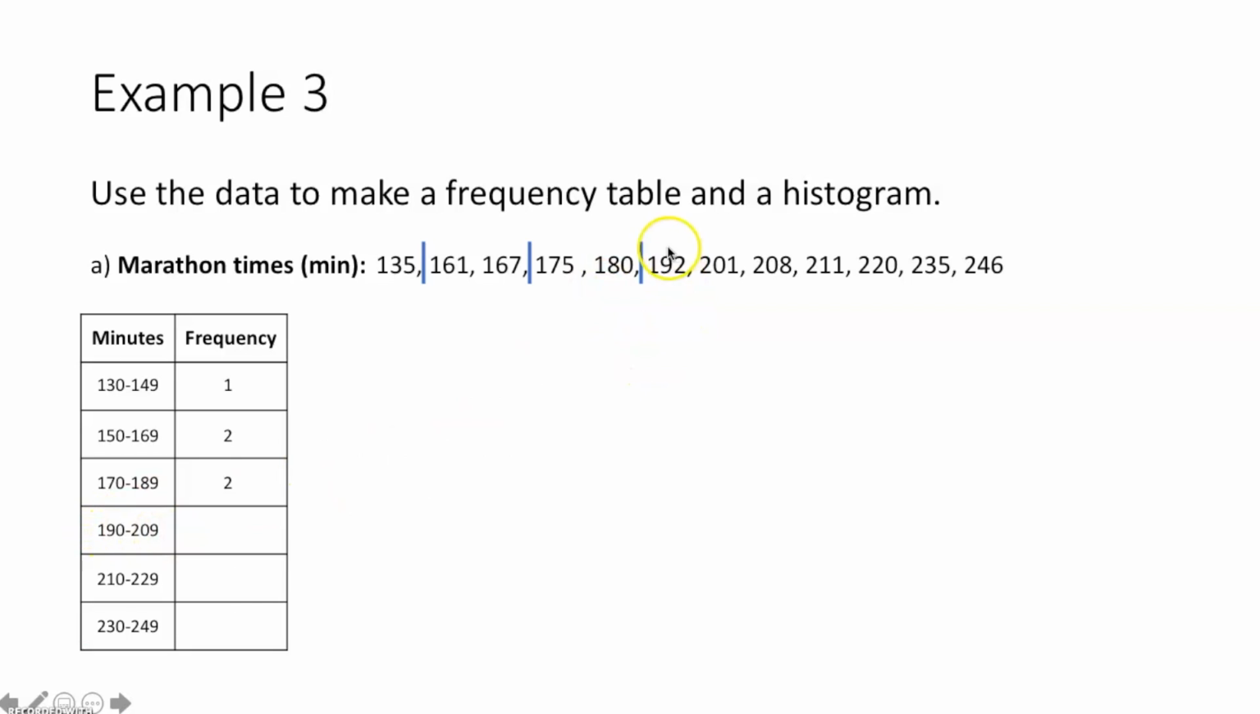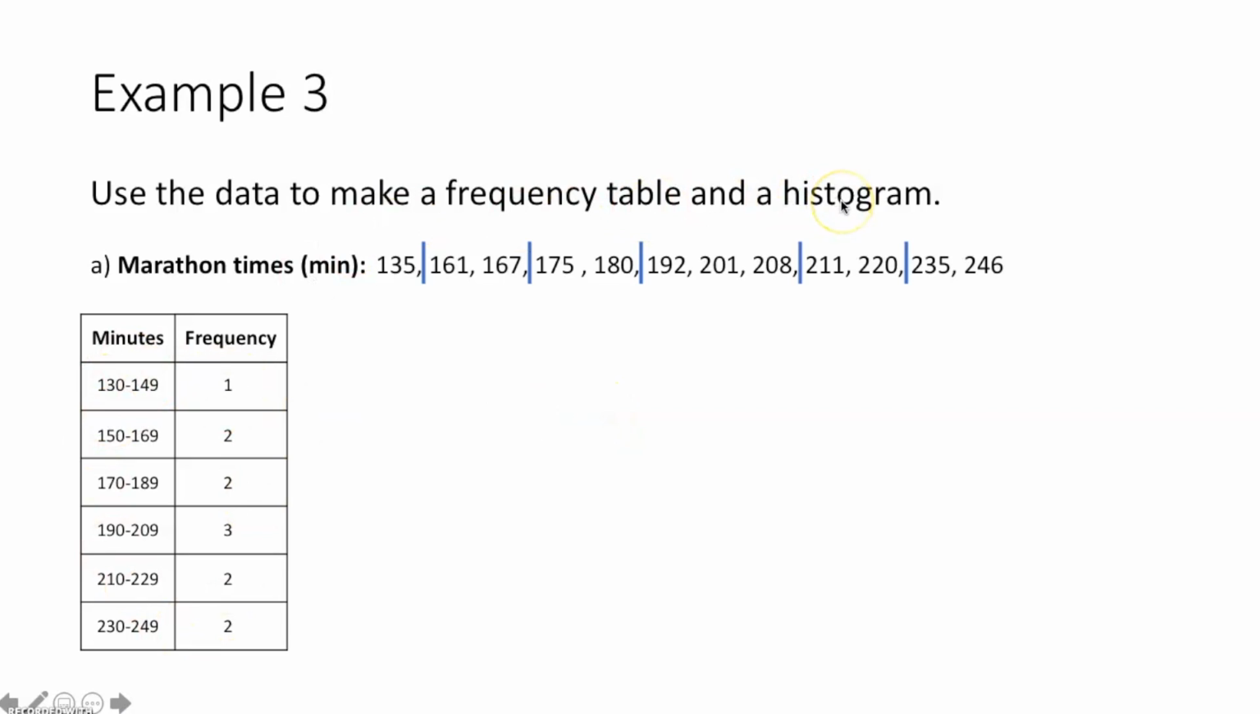190 to 209. Yes, in the interval. Yes, in the interval. Yes, in the interval, just barely. So that would have a frequency of 3. And then 210 to 229. Yes, yes, and then no. So again, a frequency of 2. And then 230 to 249. Yes, it's in the interval. Yes, it's in the interval. Therefore, we have a frequency of 2. So we have filled out our frequency table.